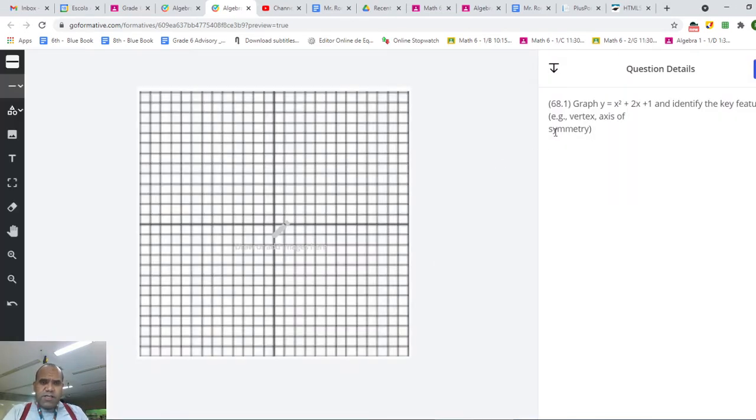The first question is graph x squared plus 2x plus 1 and identify the key factors, vertex, and axis of symmetry. Let's go, guys. First of all, find the x of symmetry. I think you remember to find the axis of symmetry, it is negative b over 2 times a.